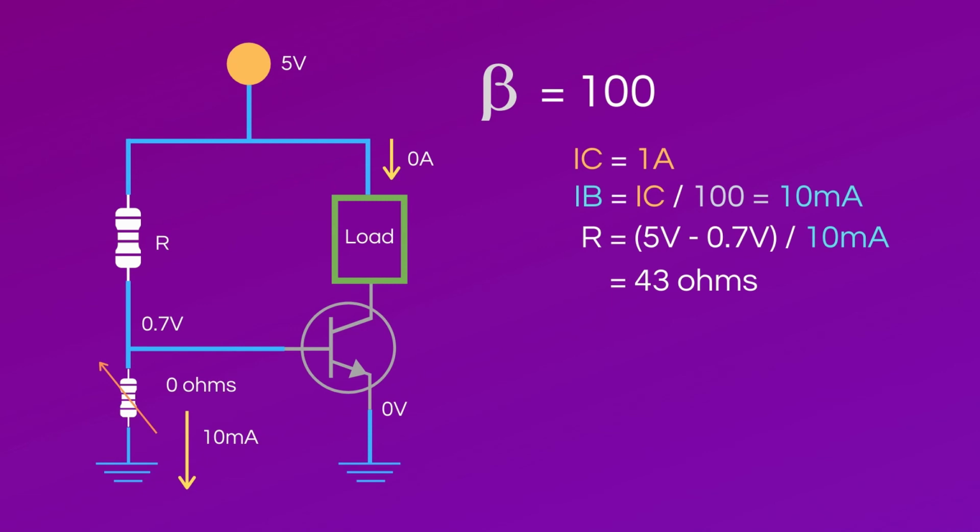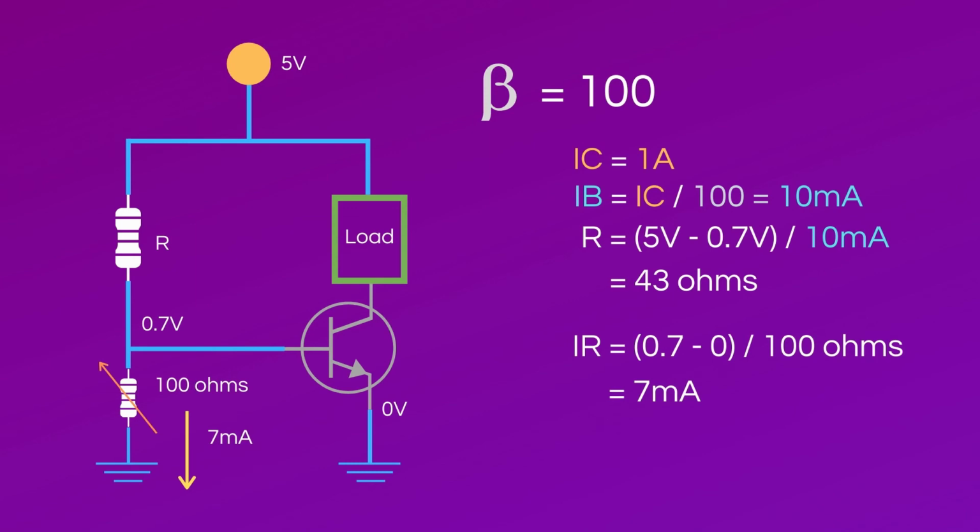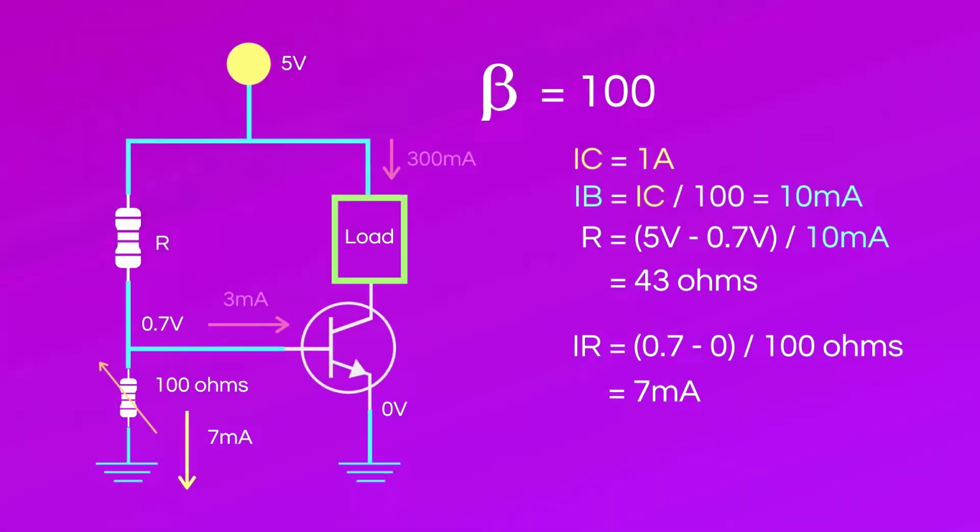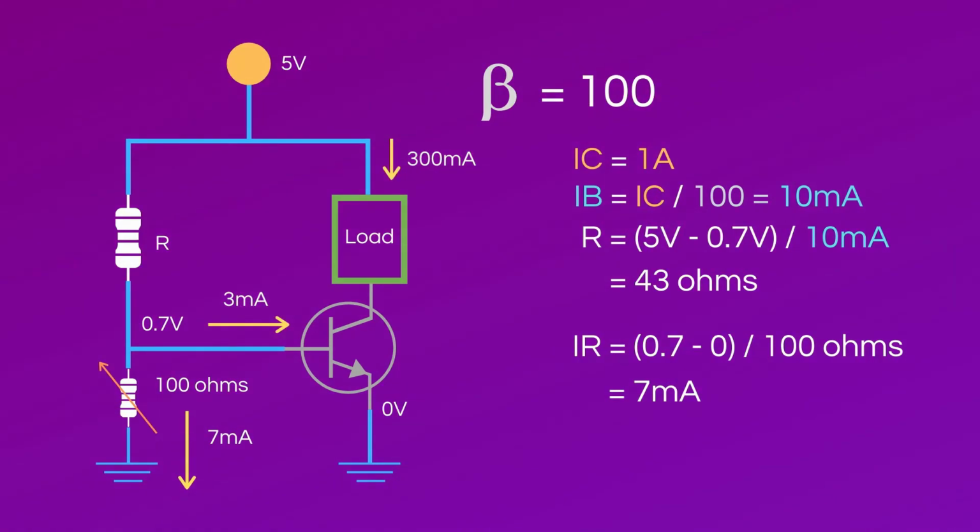If you want part of the 10 milliamp current to enter the base of the transistor, you can set the variable resistor to a value that enables some, but not all, of the current to flow into the base of the transistor. Let's do a quick example. If you set the variable resistor to 100 ohms, then the current flowing through the variable resistor will be 7 milliamps. Per the current divider rule, the remaining 3 milliamps of current will flow through the base, and per the relationship between the base and collector currents, the current going through the load will be 300 milliamps.